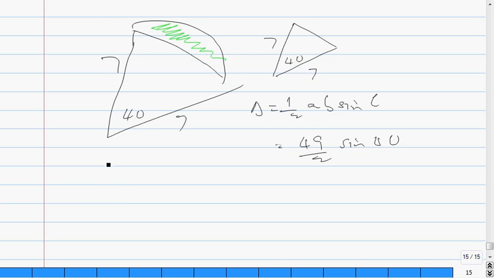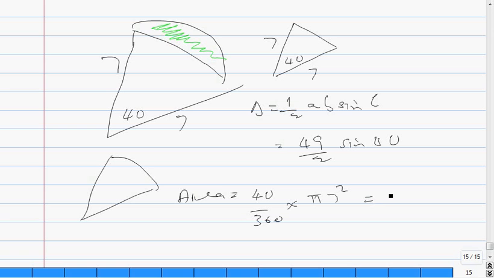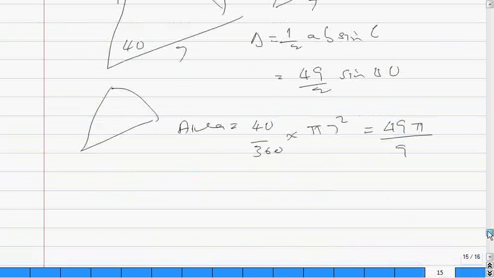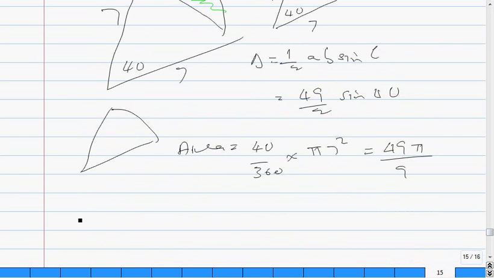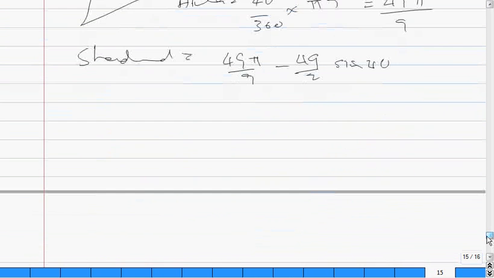Now I want the area of the sector of the circle. So the area here would be a fraction of the circle. So it's 40 over 360 times pi times 7 squared in this case. So it's going to be 49 pi over 9, since the 40 will cancel with the 360 to give me 9. Unless we're asked for the angle, we don't need to work that all out. So the green area or shaded area will equal the big area, which is the sector, 49 pi over 9, minus the area of the triangle, which is 49 over 2 sine 40, and do that on a calculator or your toes, as the case may be.